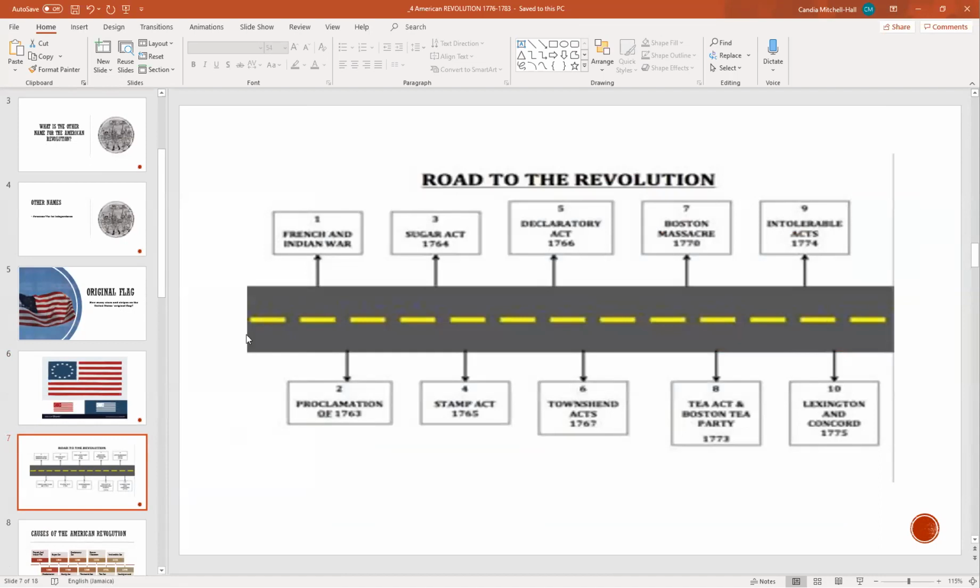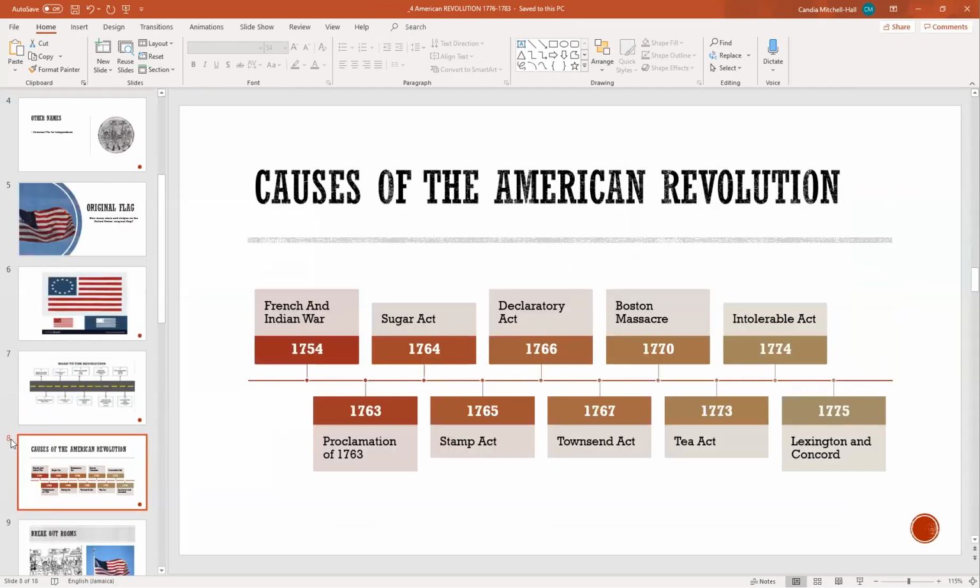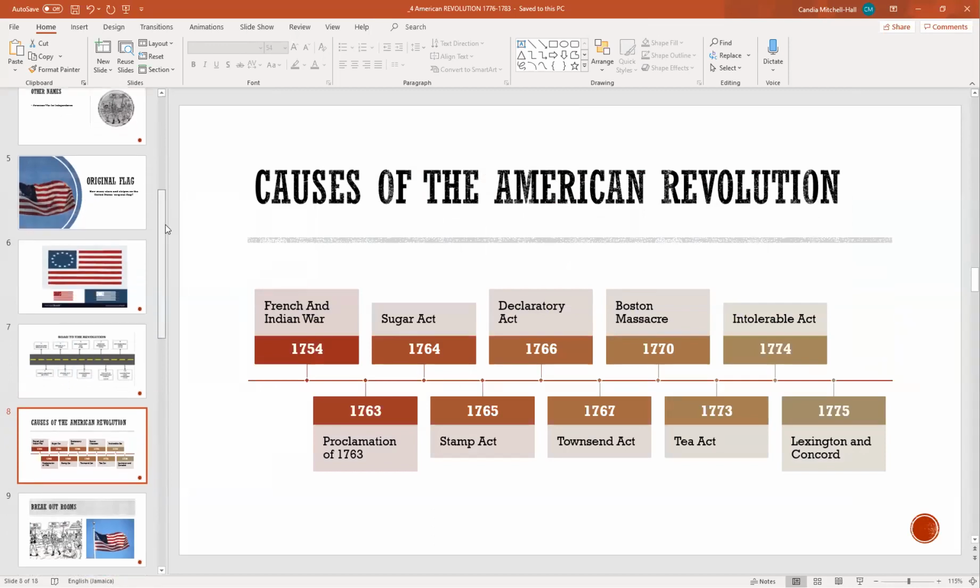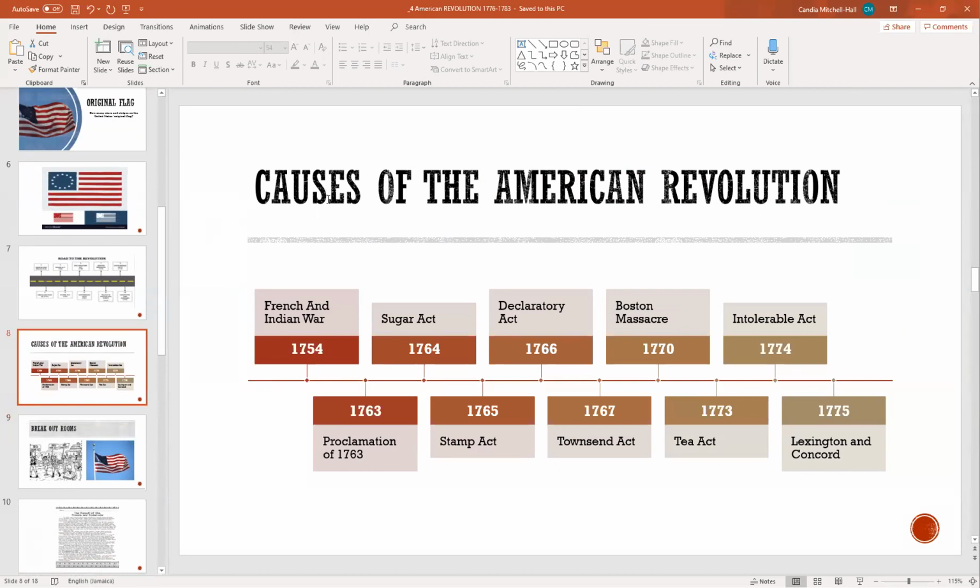Now we're going to go on a road to independence, and I know Mrs. Brown Chambers would have gone through some of these with you. And one of them is that all of these that you're looking at here on the timeline, these are causes for the American Revolution. So you had the French and the Indian War.